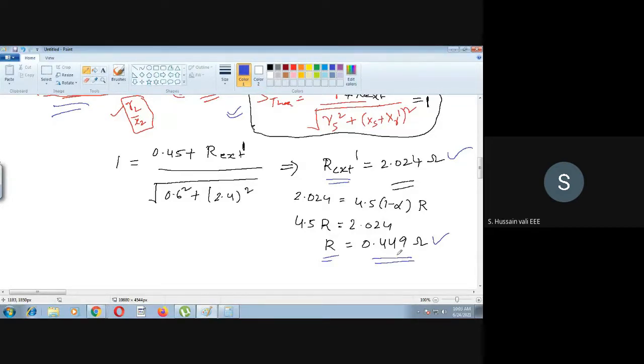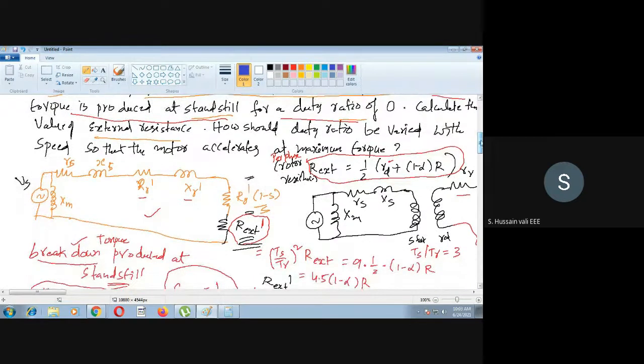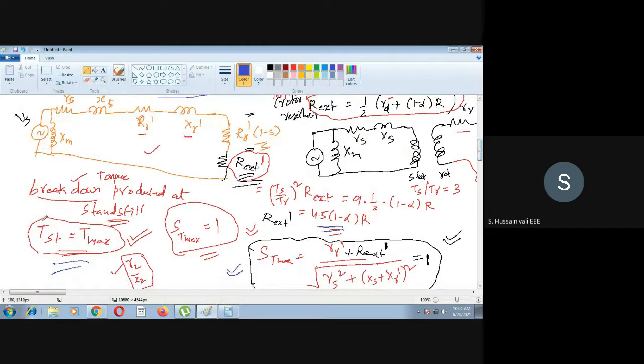And then there is another question in this. What is the other question? How should duty ratio be varied with speed so that the motor accelerates at maximum torque? So he is asking what the relationship is between speed and the duty ratio, so that you can accelerate the motor at maximum torque. In the sense, you want to continue this. The maximum torque will be produced always at standstill. That's what he said in the statement.